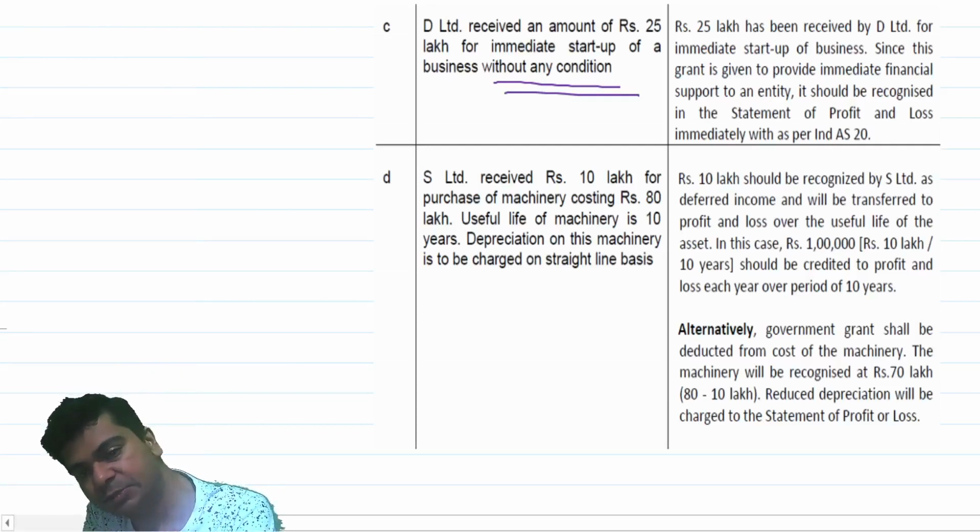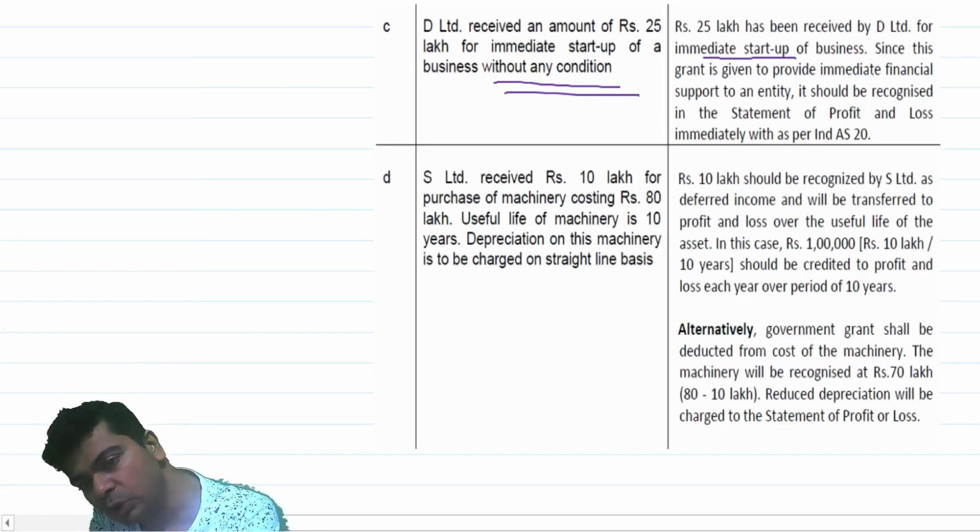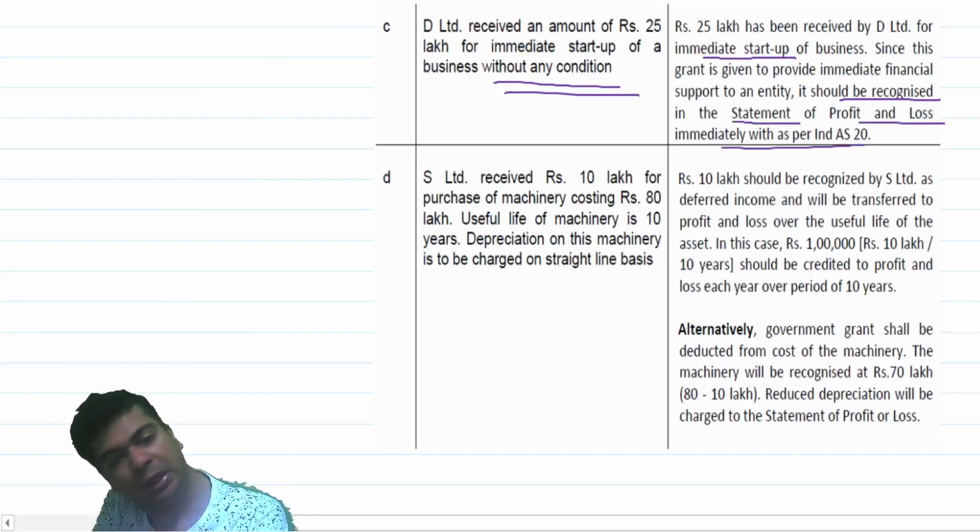Rupees 25 lakhs has been received by D Limited for immediate startup of business. Since this grant is given to provide immediate financial support to an entity, it should be recognized in the statement of profit and loss immediately as per Ind AS 20.